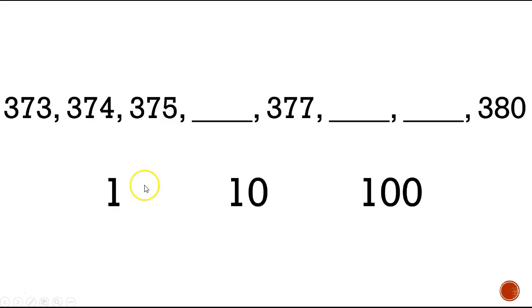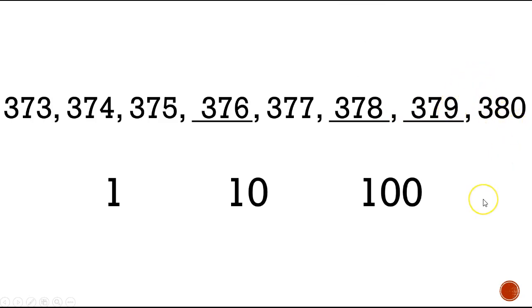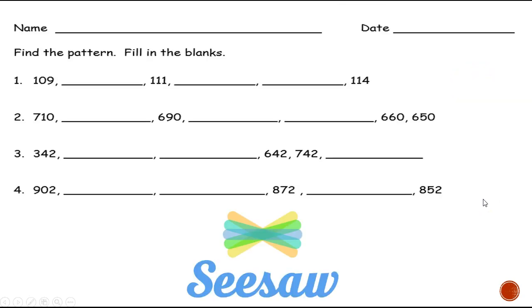So what would come next if we're counting by ones after 375? 376, 377, what comes here? 378, what comes here? 379, 380. Excellent job.